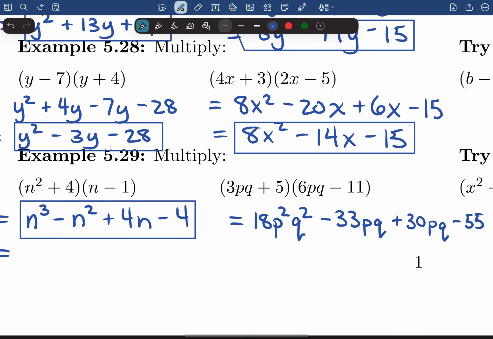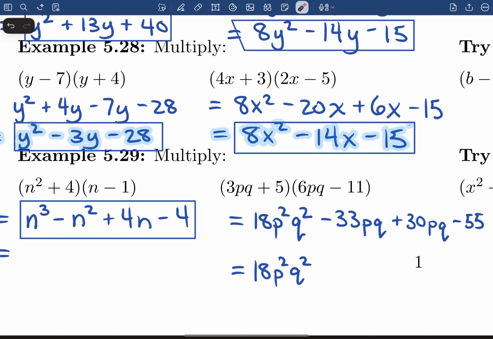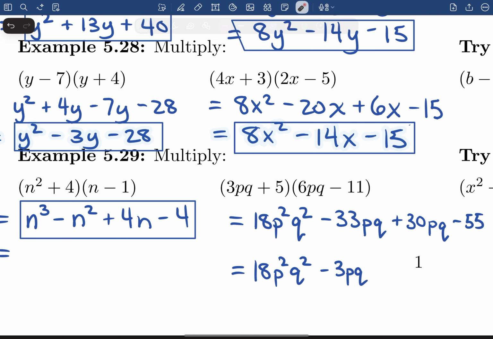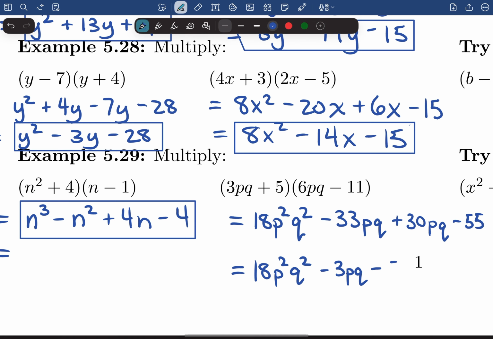Now I'm going to combine any like terms, which I notice that the outer and inner terms end up being like terms in this case. They both have a p and a q. Same variables with the same powers. They can be combined. So I have a negative 3pq, right? Because negative 33 plus 30 is negative 3. And then I still have that minus 55 constant at the end there. And we are done. Foiling.